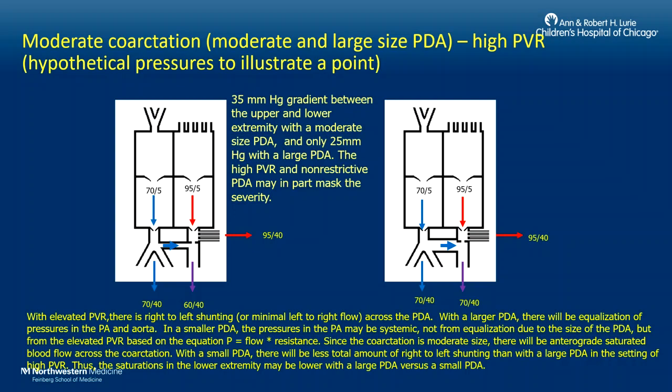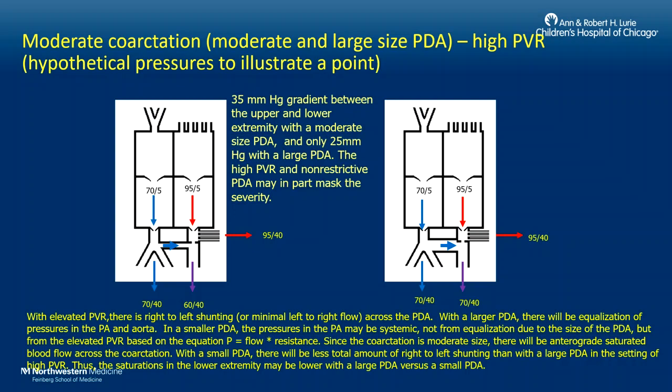So here, maybe moderate coarctation and small and moderate or large PDA. And I'm making this up. This is all sort of now an in-between state. I think what I'm getting at is you're going to have to try and figure out what's going on. And again, with high PVR, you're going to have some desaturation in the lower half. And with large PDAs, you're going to have equalization of pressures. But even with a small PDA, you're still going to have high PA pressures because you've got high PVR. You're still having a cardiac output.